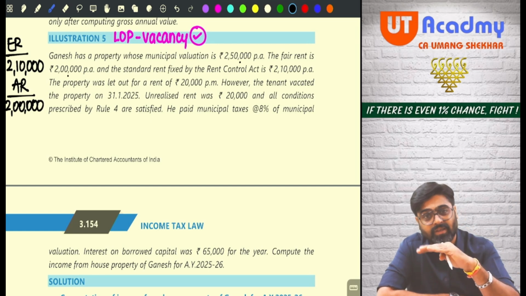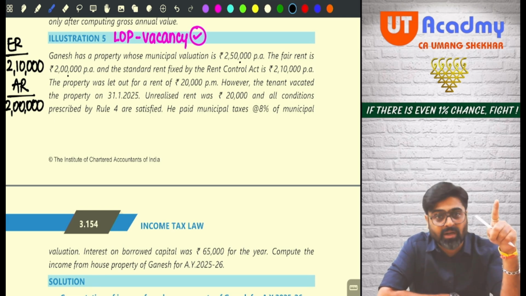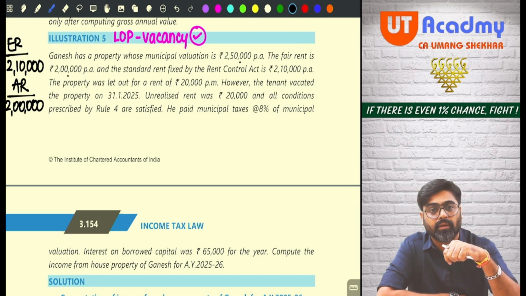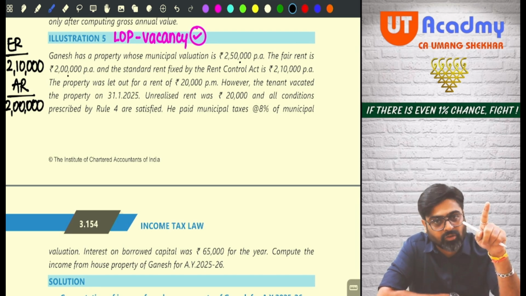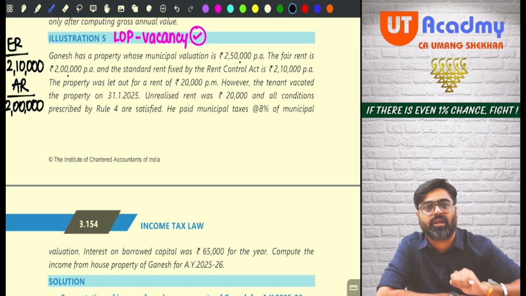After adding vacancy rent, I came to know that if I would have let out the property for the entire 12 months without that 2 months vacancy, I would have received a rent of 2 lakh 40. That was more than your expectation, sir. That means vacancy is the reason why my actual rent is lower than your expected rent.